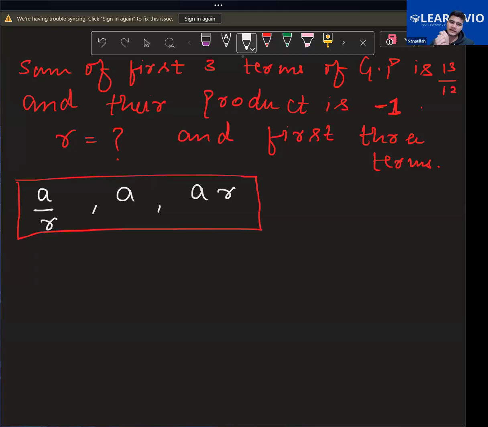Have you heard about A minus D, A, A plus D? Something like this. A minus D, A, A plus D. We use D in arithmetic progression, that's why we have to take it in the form of A and D. So A minus D, A and A plus D. This is in the case of arithmetic progression, right? Okay.